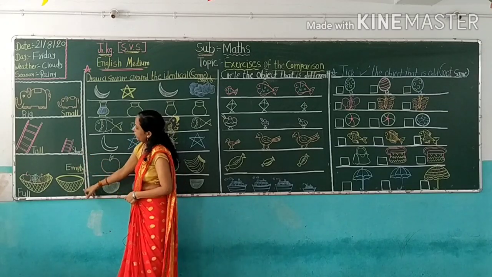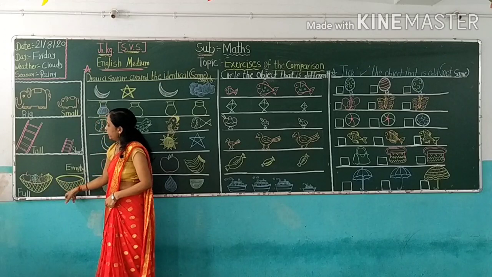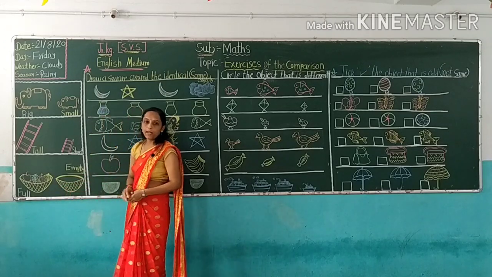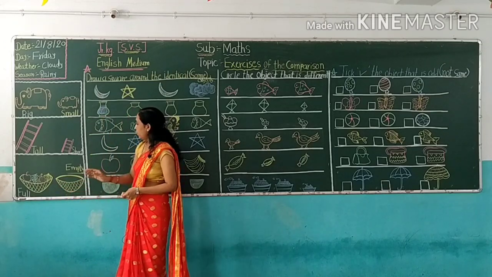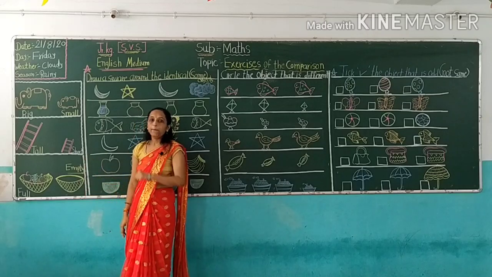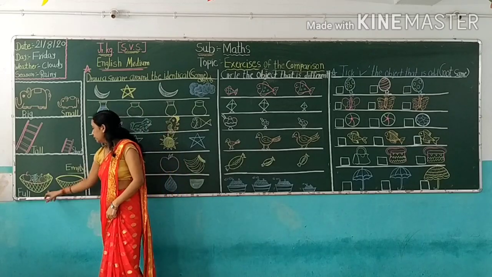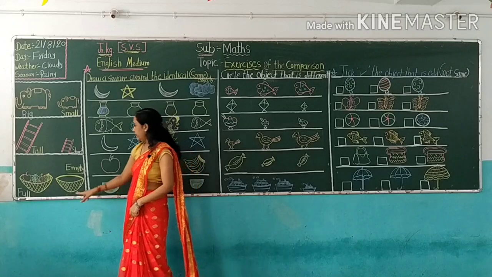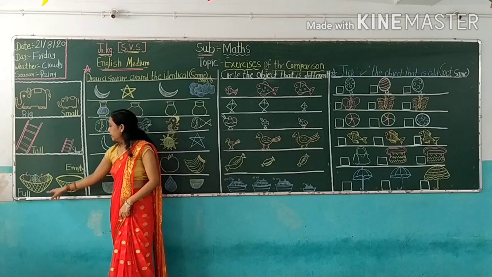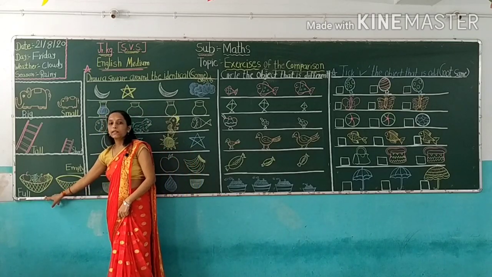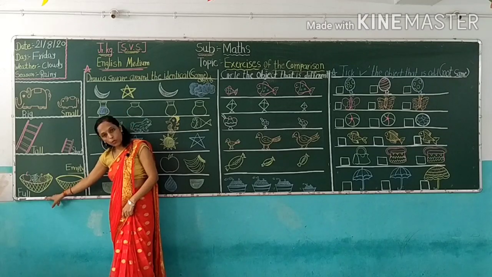And next, what are these? These are two flower baskets. One is full and other one is empty. So student, which basket is full? This? No. This? Yes. This basket is full.